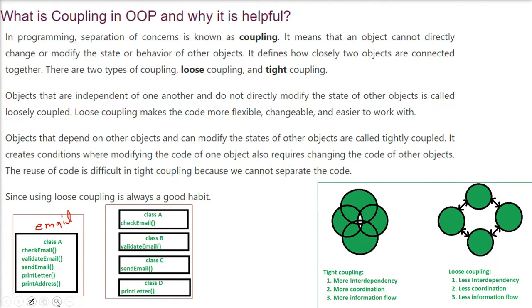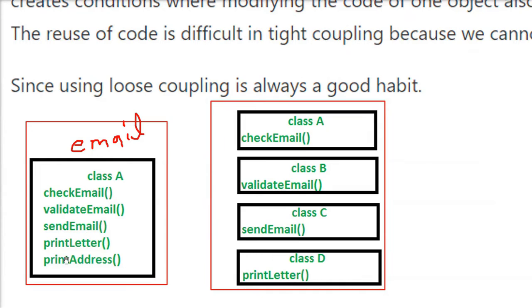Now this is so good. Class A's functions are like-minded. They are doing the work they are supposed to do. They are only working for the case of email. They are doing nothing else. This is called a good cohesion, a tight cohesion.